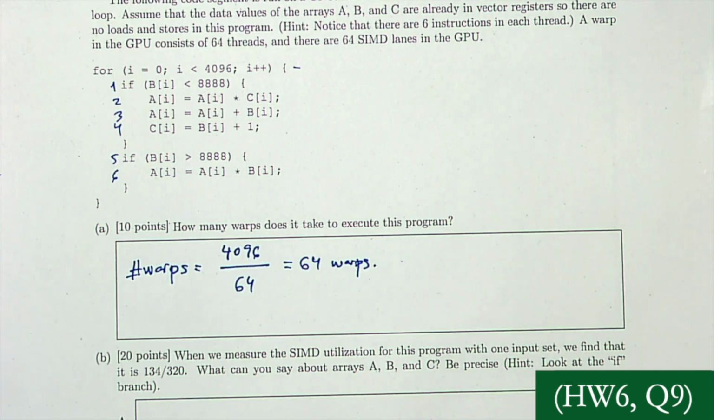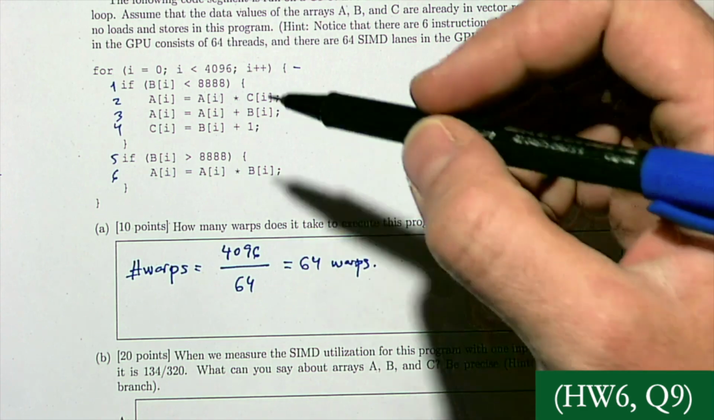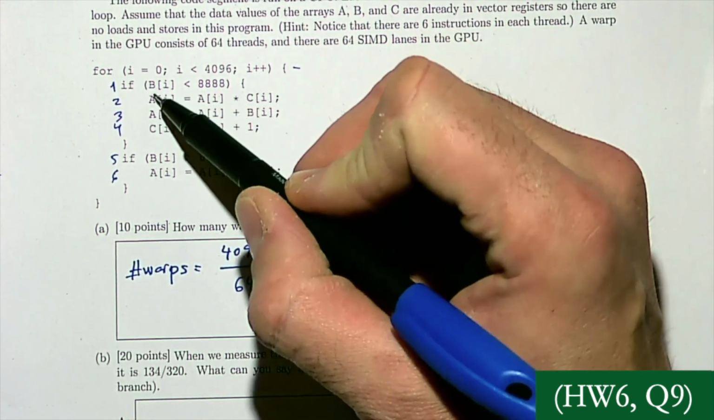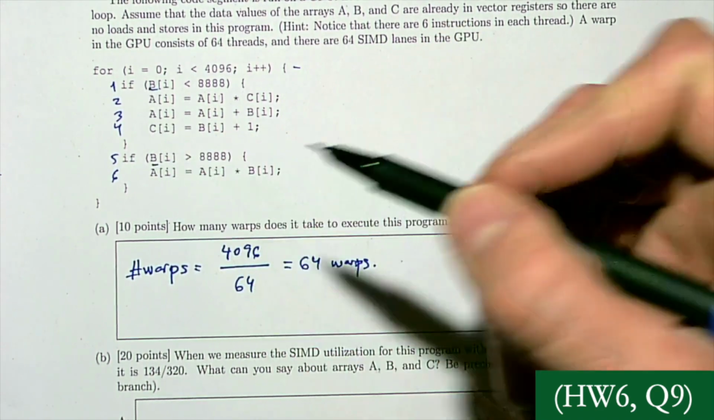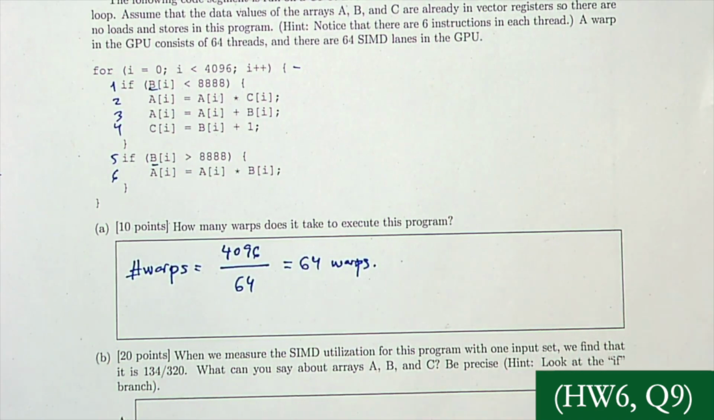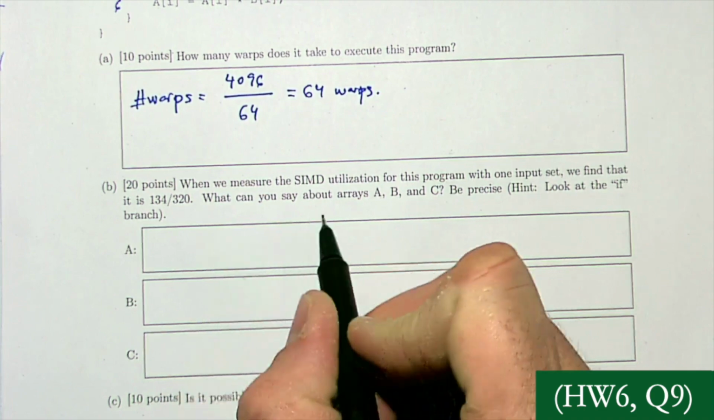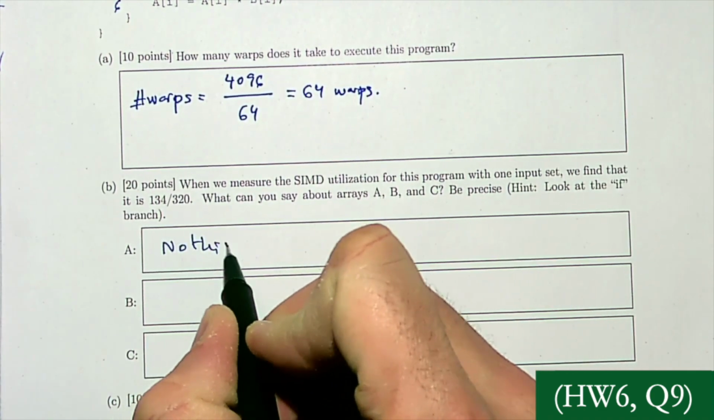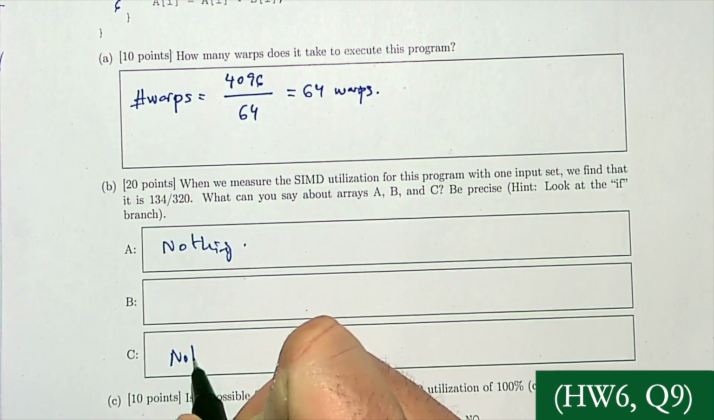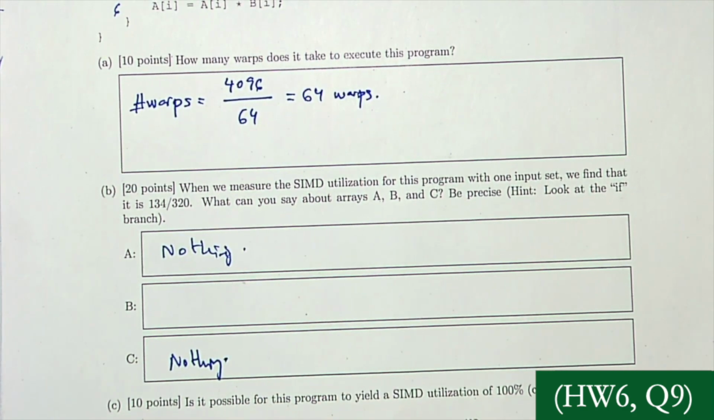And as you can see, the only important thing to keep in mind with respect to that are the if statements, right? And in the if statements, the only thing that we have is B[i]. So actually, A and C don't have any influence on the actual path of execution. So what can we say? We can say nothing about A, and nothing about C. But about B, we can say many things, right?